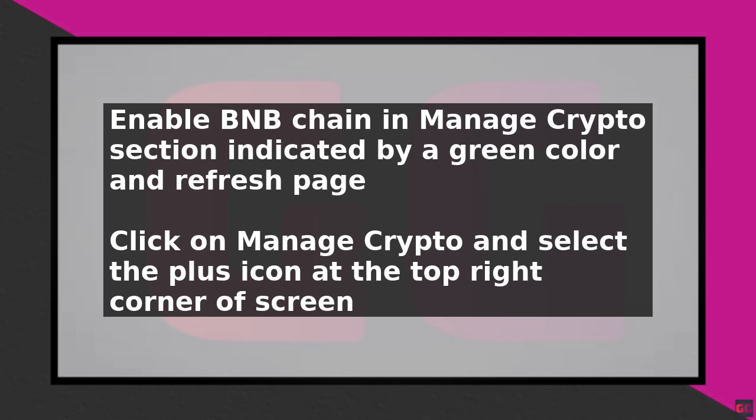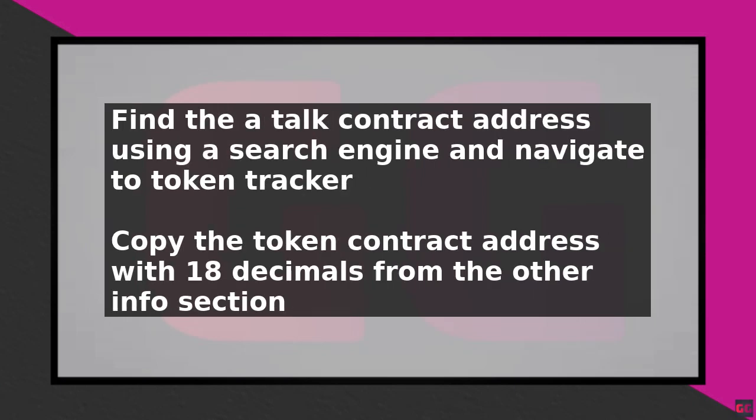To find the address, go to a search engine and type in the Atok contract address. The first link should be the BNB Smart Chain Explorer. And from there, navigate to the Atok token tracker. Scroll down to the Other Info section, where you'll find the token contract address with 18 decimals. Click the copy button next to it.